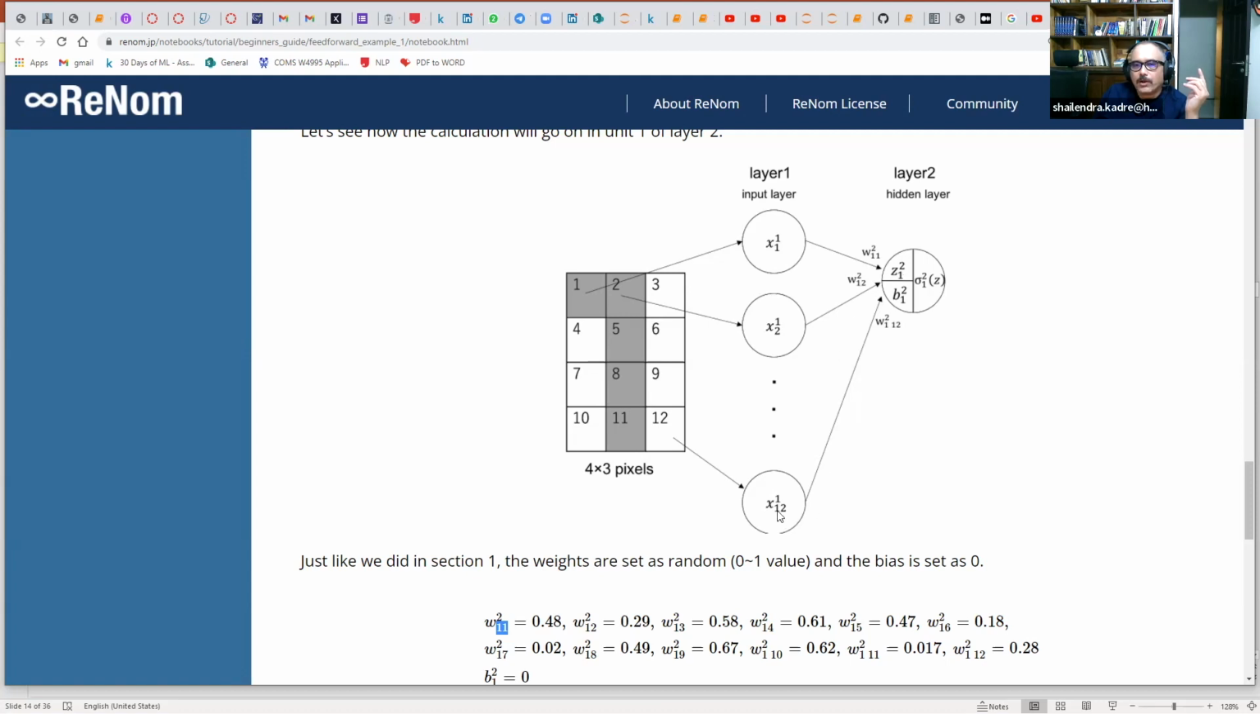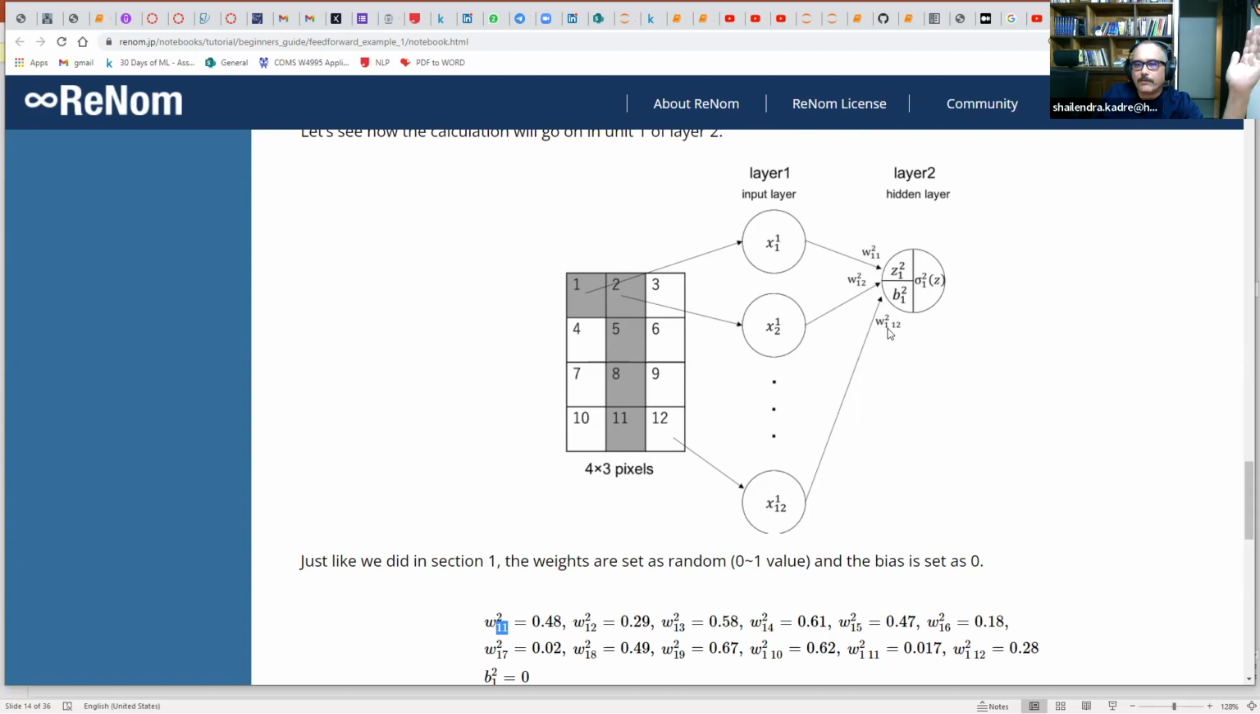And the 12th neuron of the input layer is connecting with the first neuron of the hidden layer. So we are calling it W112. So W1 means the first neuron of the hidden layer. And after that we are counting the previous layer neurons. Understood?